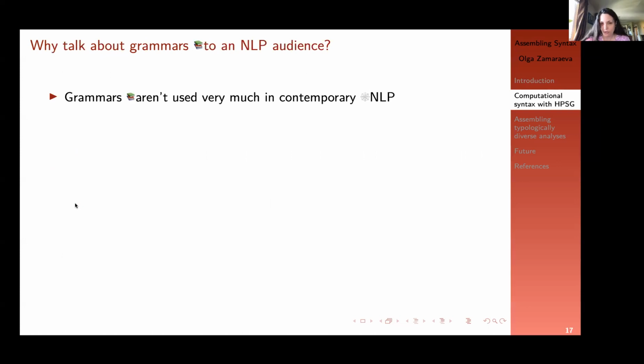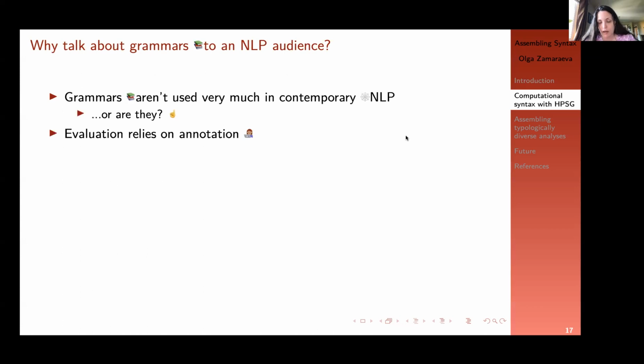Why on earth did I come here today to talk to the natural language processing crowd about grammars? Because grammars aren't used very much in contemporary NLP. This spider web here is supposed to represent neural networks, which is something that is widely used. However, I want to argue that grammars actually are implicitly used by natural language processing today and are used all the time. It's just that we don't always think about it.